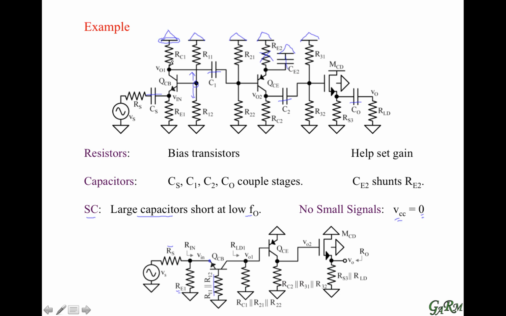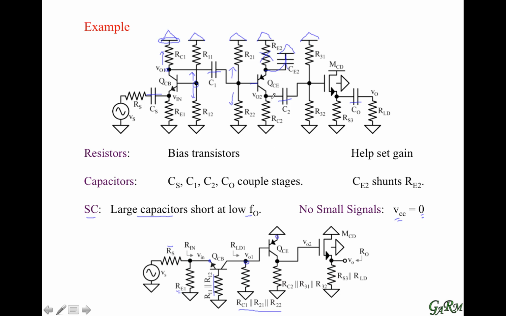Then at the collector, we see a whole bunch of resistances to ground. We see RC1, and then C1 is a short, R22 and R21 are all to small signal ground. So the parallel combination of all those is at the collector of the first transistor, which is the output of the first transistor. That feeds the base of the next transistor. That's what we see here at the base. The emitter is connected to small signal ground, so that's what we see here.